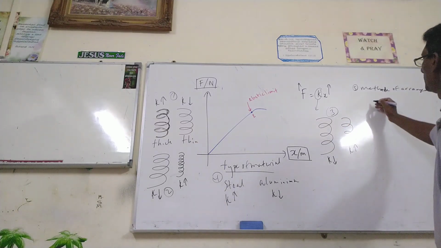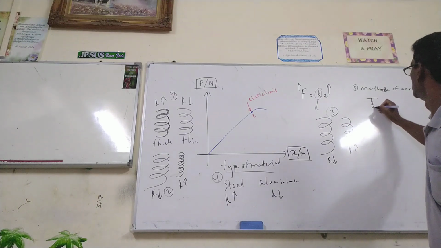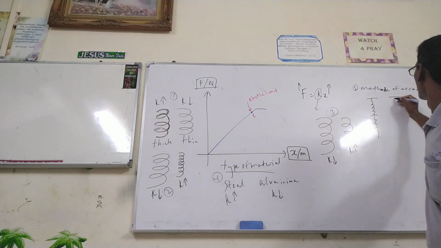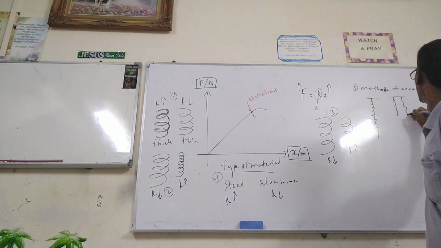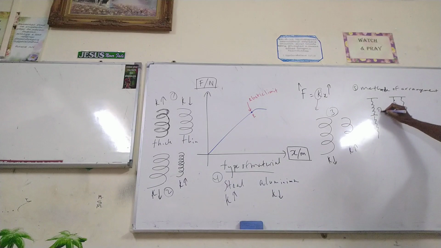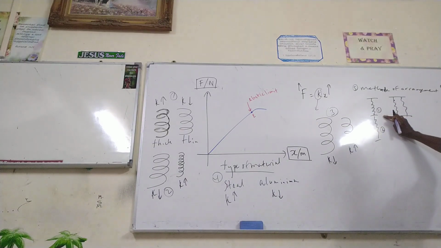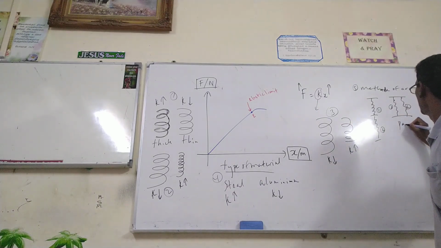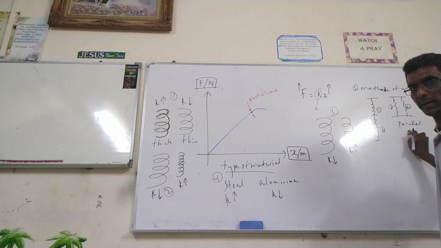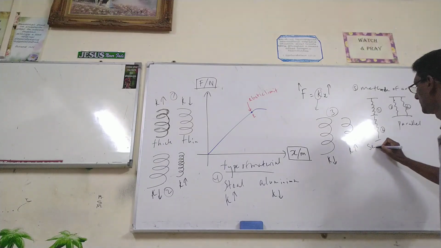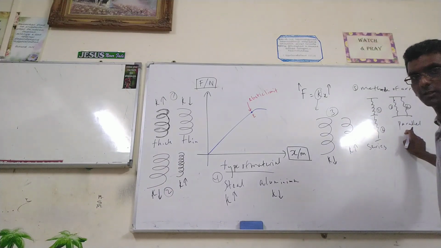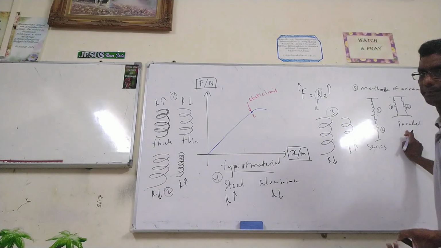So the springs can be in series or in parallel. Spring 1, spring 2. The 2 springs are arranged in series. The 2 springs are arranged in parallel. So this is parallel, and this is series. The parallel spring is a harder spring.